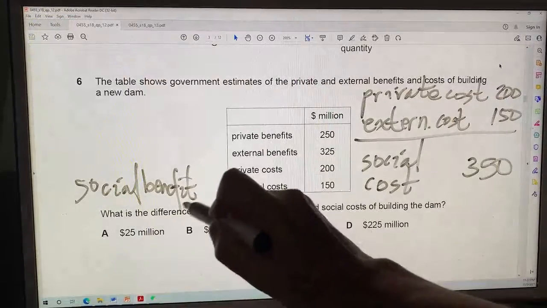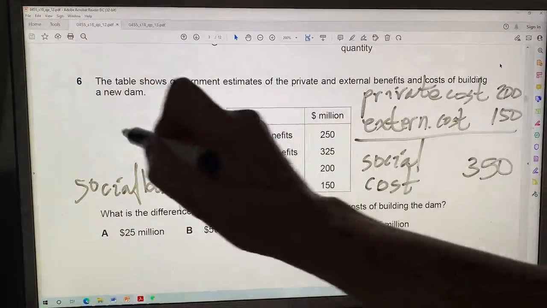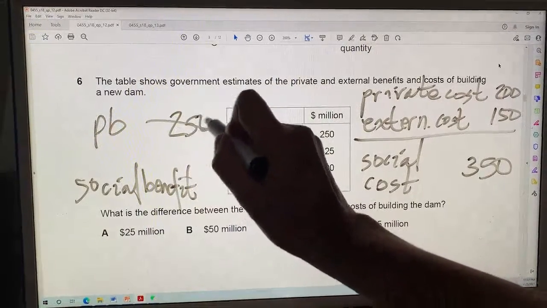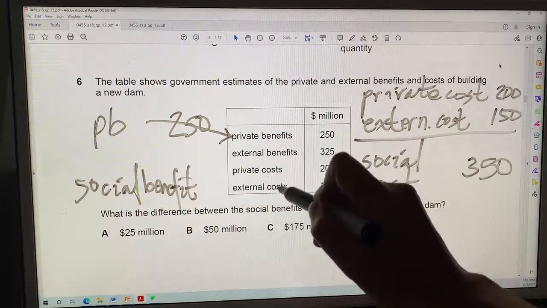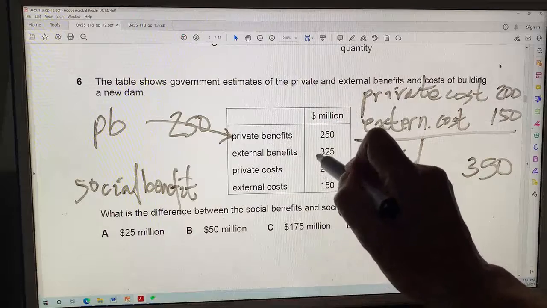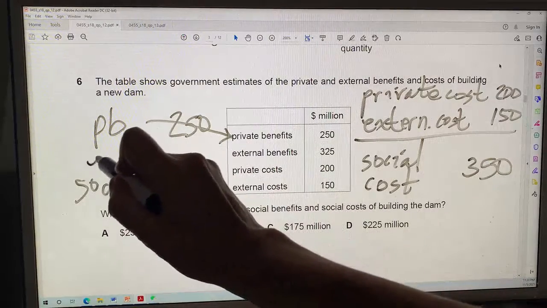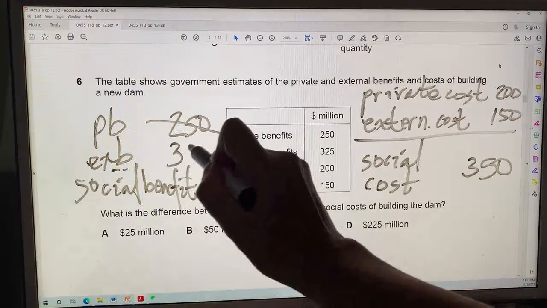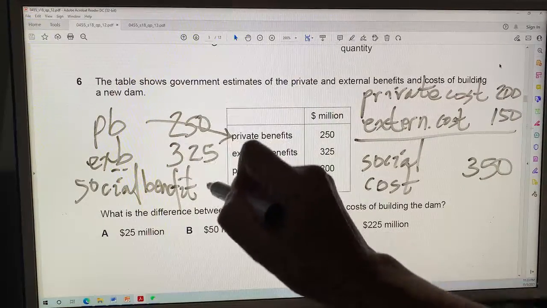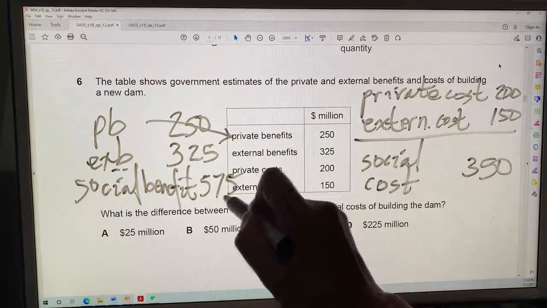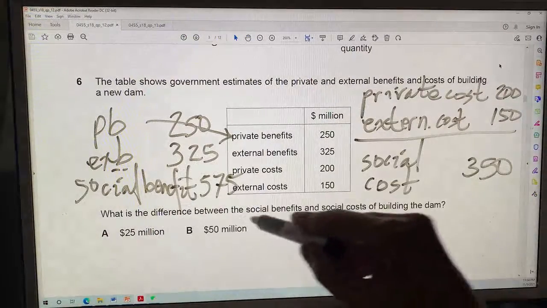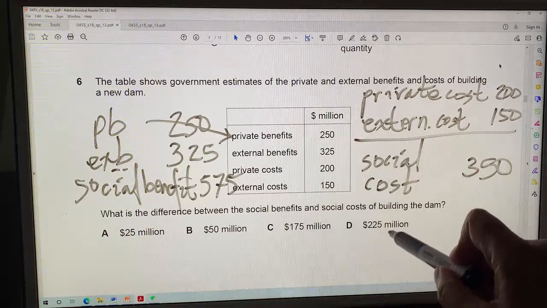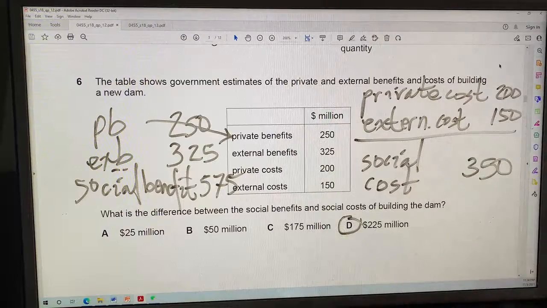Then I just do the same thing over here for social benefit. Here PB is private benefit, so that's 250. And external benefits, which is 325. The total here is 575. And they say, what is the difference? So 575 minus 350 equals 225 million. D must be the answer.